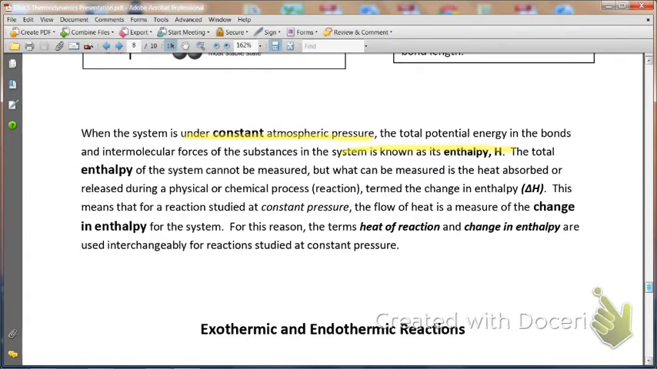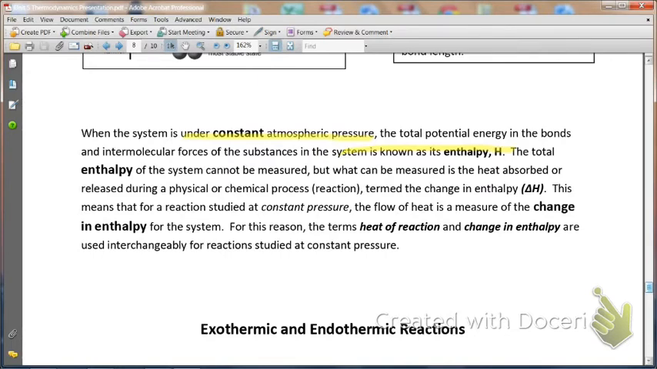Now, if the atmospheric pressure is not constant, then we cannot use the term enthalpy. So when we think of enthalpy, we have to think, oh, the system is under constant atmospheric pressure, and so we're dealing with enthalpy. Enthalpy is given the symbol H.